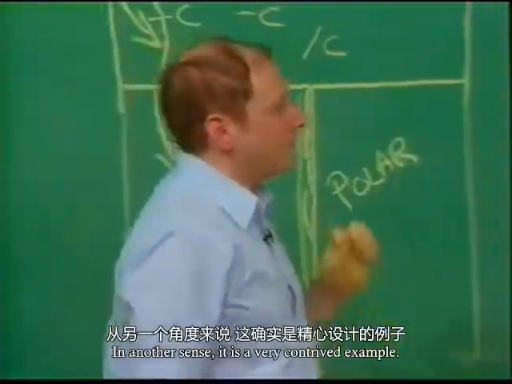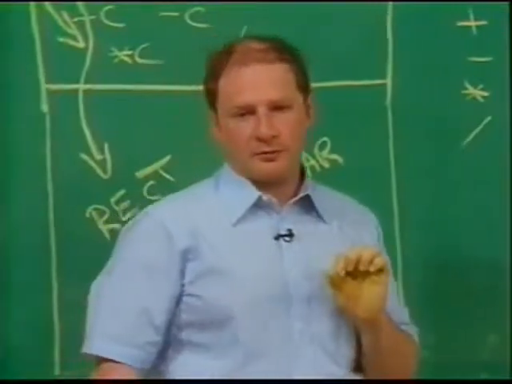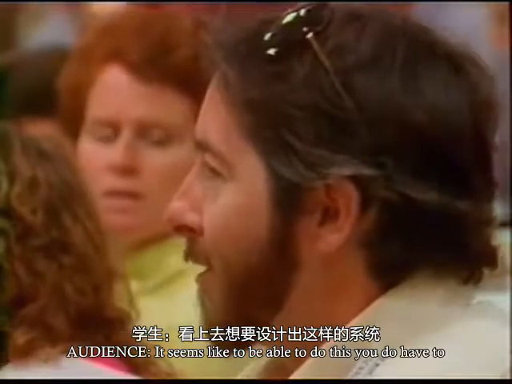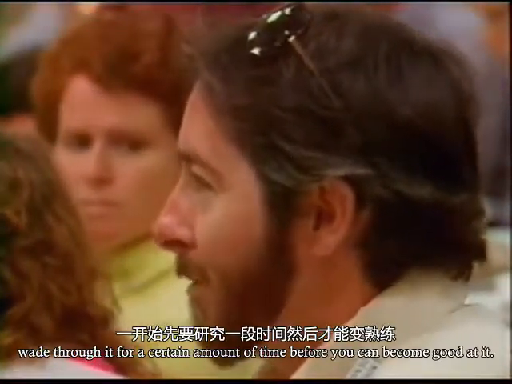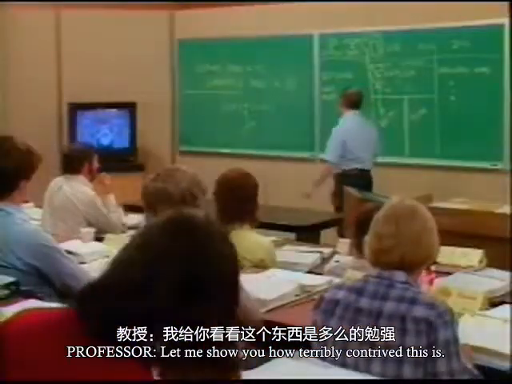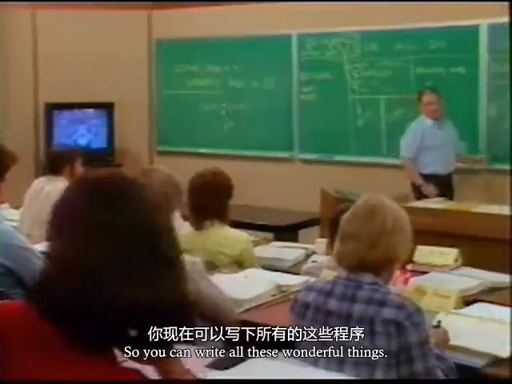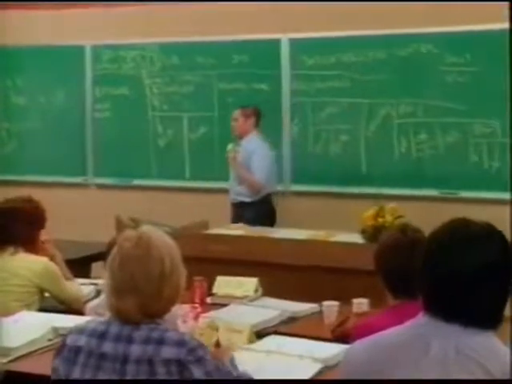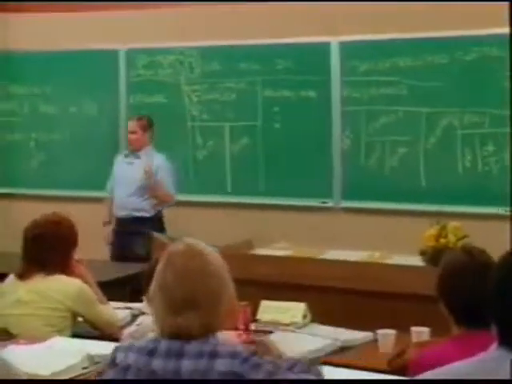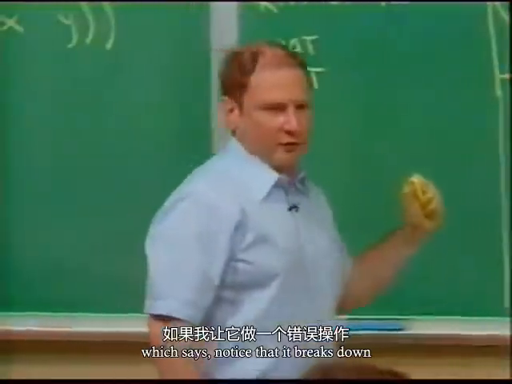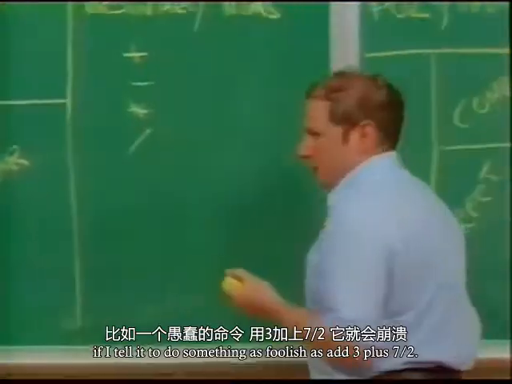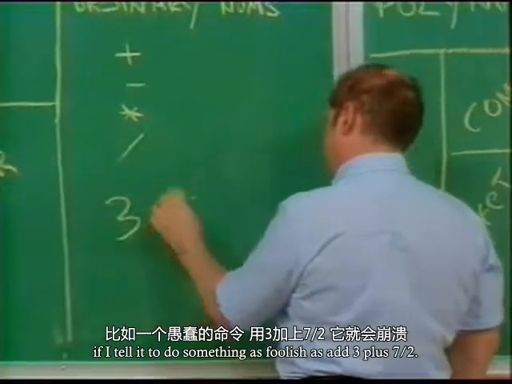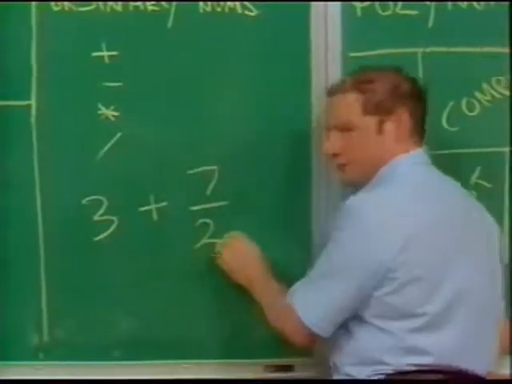In another sense, it is a very contrived example. And it seems like you do have to wade through it for a certain amount of time before you can become good at it. But let me show you how terribly contrived this is. So you can write all these wonderful things, but the system that I wrote here, and if we had another half an hour to give this lecture, I would have given this part of it, which says, notice that it breaks down if I tell it to do something as foolish as, add 3 plus 7/2.